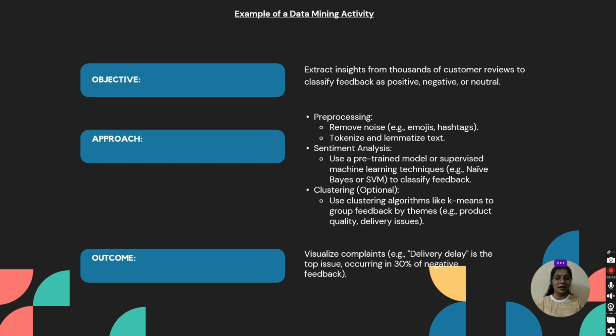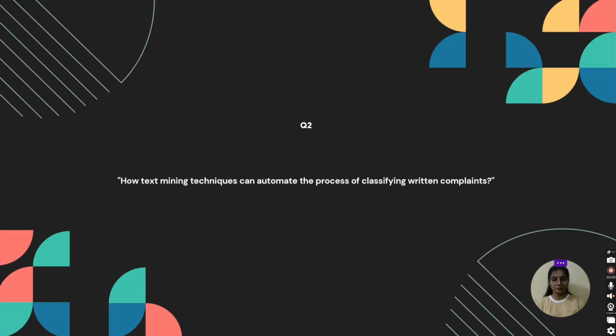The next step is sentiment analysis, in which we use a pre-trained model or supervised machine learning techniques or naive Bayes to classify feedback. The third step is clustering, which is an optional step in which we use clustering algorithm like k-means to group feedback by themes like product quality and delivery issues. The last step is generating an output. In this step, we visualize complaints. For example, delivery delay is a top issue occurring in 30% of negative feedback.